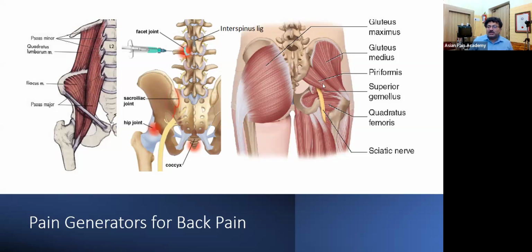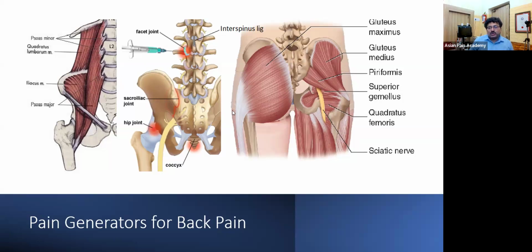So now it is called deep gluteal syndrome, involving muscles just under the gluteus maximus, causing sciatica-type symptoms. Then come the other muscles like the psoas major and quadratus lumborum. If they undergo spasm and there is development of myofascial pain syndrome, and definitely myofascial pain syndrome is very important, we'll discuss it in the next classes. That can also cause pain. And this is another cause of back pain.